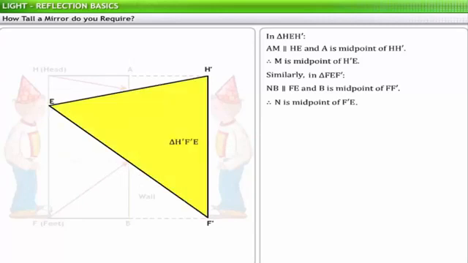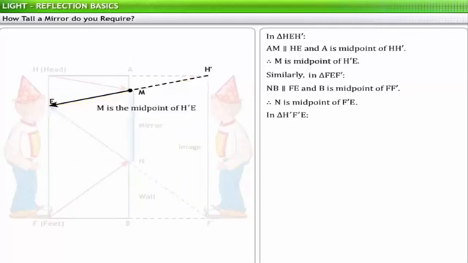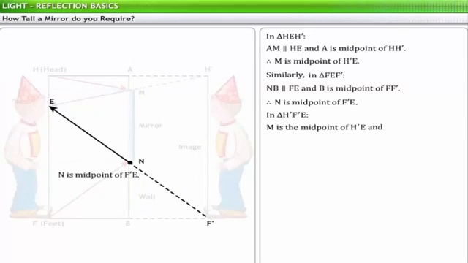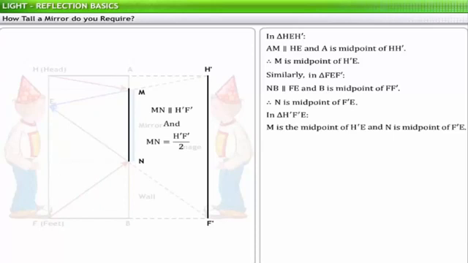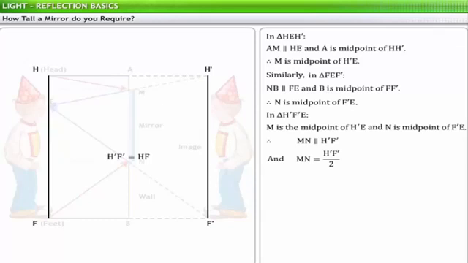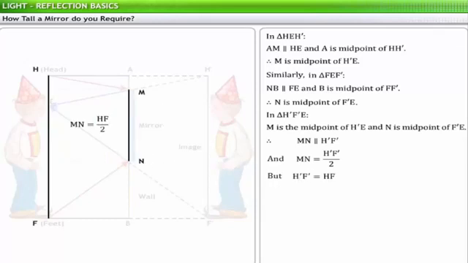Now in triangle H'EF', M is the midpoint of H'E, and N is the midpoint of F'E. Therefore, MN is parallel to and half of H'F', but H'F' is equal to HF. Therefore, MN is equal to half of HF.